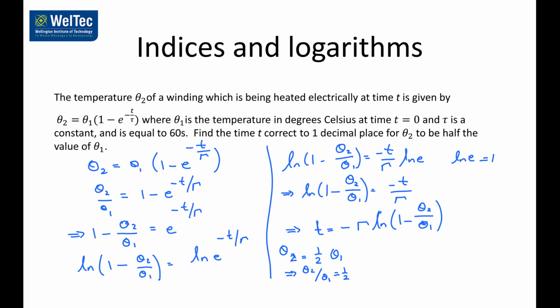And then we can merely put that into the brackets to find t. Now, we were told what the constant was. The constant was equal to 60, so it would be negative 60 times natural log of, now if theta 2 over theta 1 is a half, 1 minus a half is obviously a half, so we can work out t. Now just think, it's a time. It tells us what units, it tells us that it's seconds, so that would be seconds.